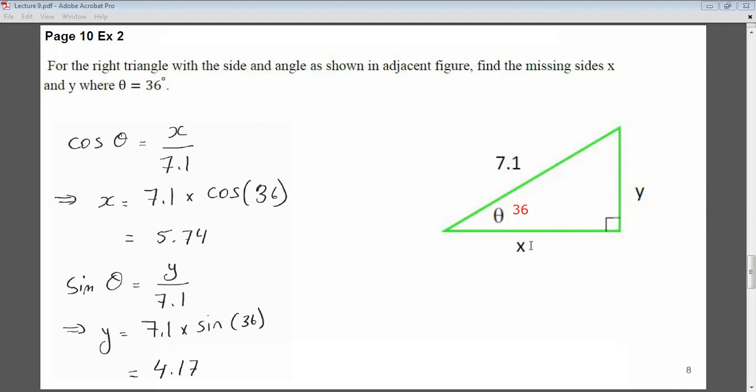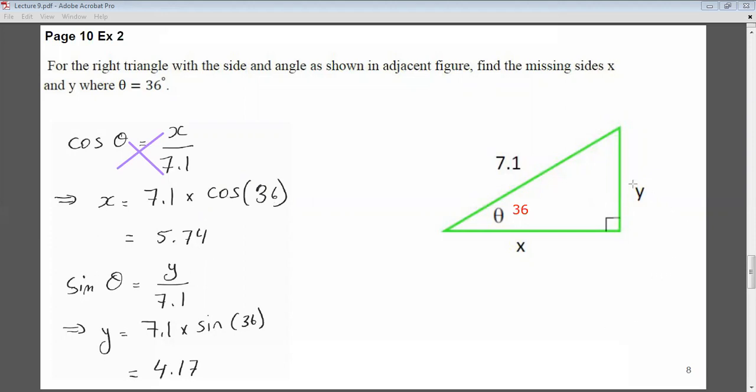We notice that x is the adjacent of 36 and we have the hypotenuse. So I need the adjacent, I need the cosine. So you say cosine theta is equal to the adjacent, which is x, over the hypotenuse, which is 7.1. So x equals 7.1 times cosine 36. On the calculator, this will be 5.74.